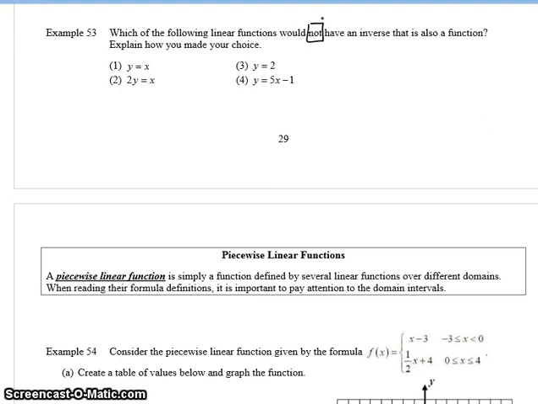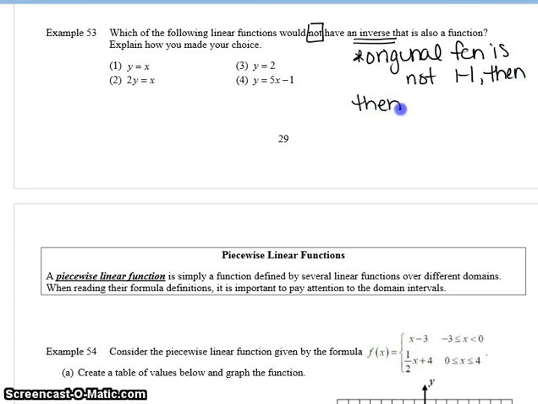Well, you can memorize that if the original function is not 1-to-1, then the inverse function is not a function.